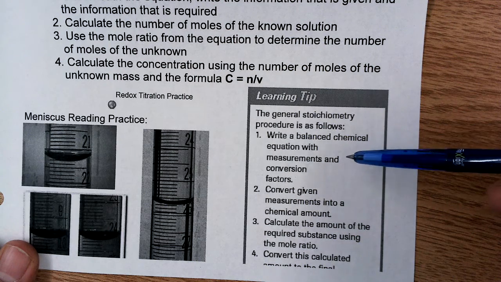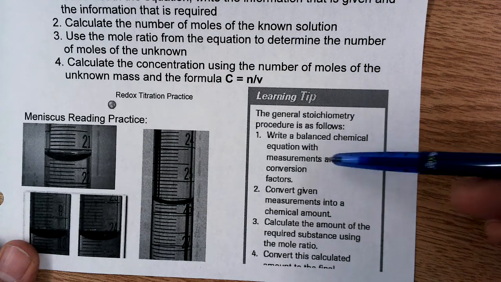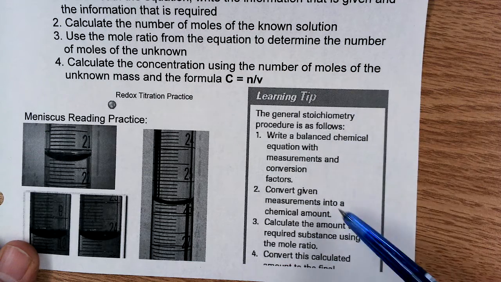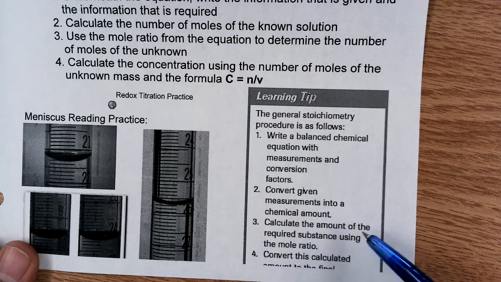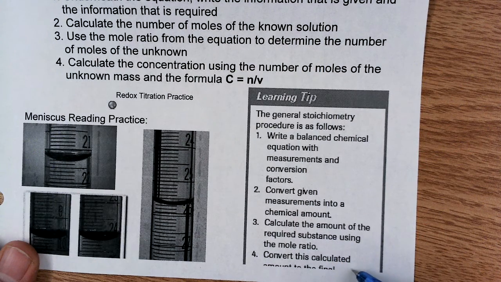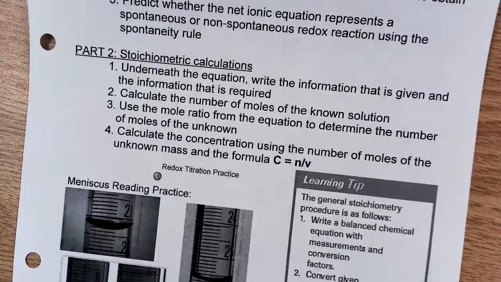Some learning tips for stoich: again, we always need a balanced reaction, with measurements and conversion factors. Convert given measurements into chemical amounts, then calculate the amount of moles using the mole ratio, and convert into its final concentration or whatever you're looking for.